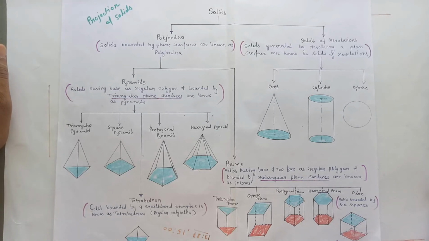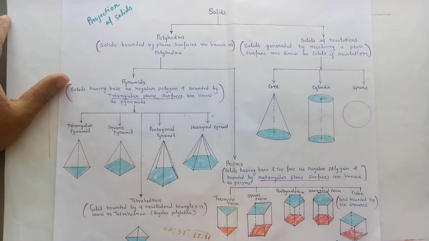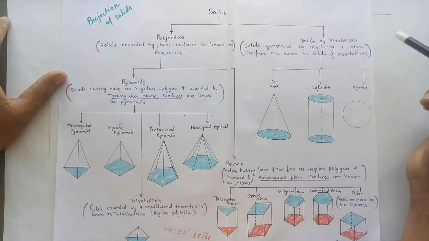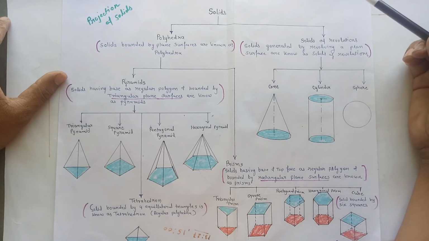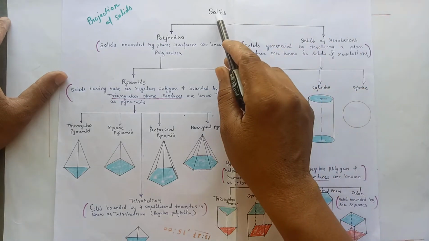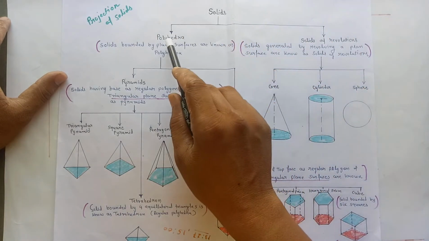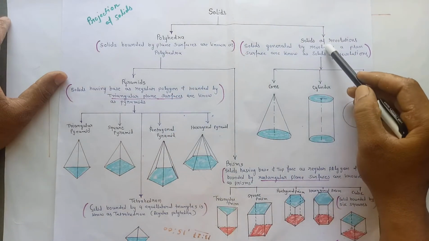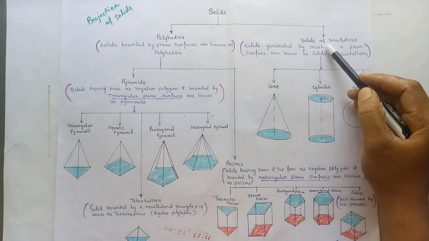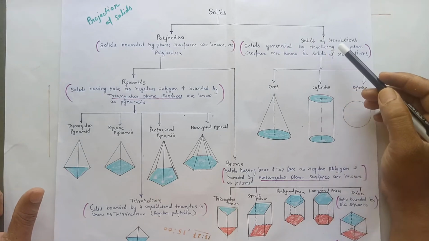Hello students, today we are going to start a new chapter named projection of solids. So, starting with the classification of the solids. Solids are classified into polyhedra and solids of revolution. First of all, what are solids of revolution?